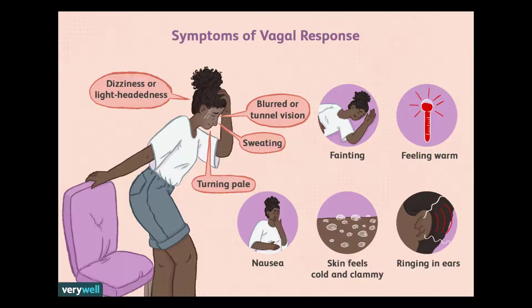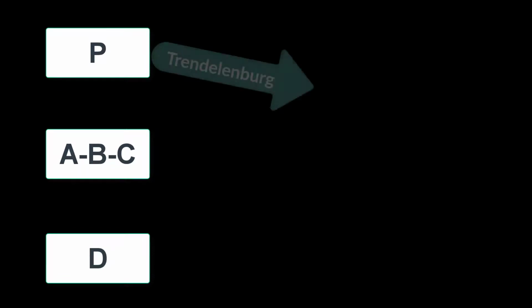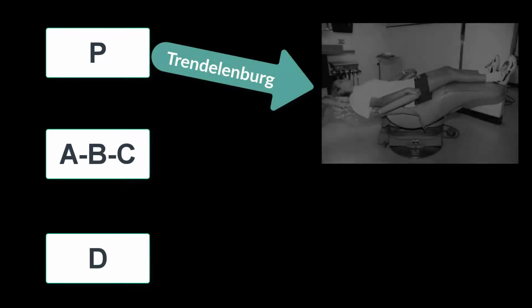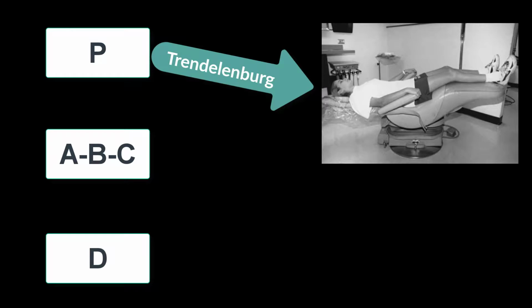Their pupils will dilate, blood pressure will drop, and the heart rate will drop, which results in a loss of consciousness as the brain becomes hypoxic. When a patient experiences syncope, the dental hygienist should place the patient in a Trendelenburg position. Lower the head slightly and elevate the legs.